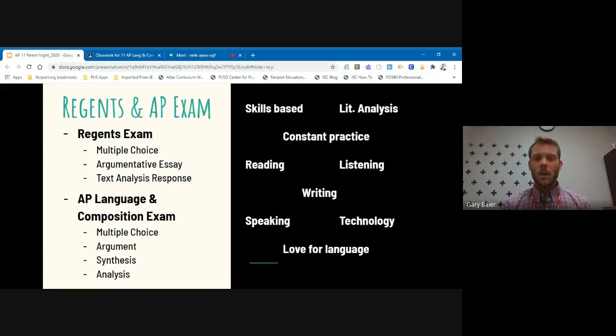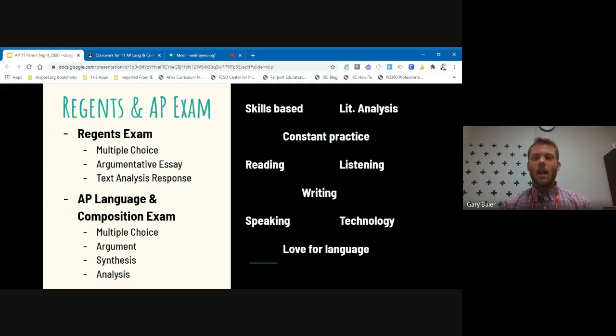On the right side of your screen here, I just made some notes about the way that I kind of run things and the way that I look at teaching English. It is very much a skills-based subject. So much of what we do throughout the year, in fact, everything that we do is preparing students to be successful on these exams because it is working on their reading, their listening, their writing, and their speaking. And we do that through the use of technology big time this year, through our analysis of literature and of other texts.